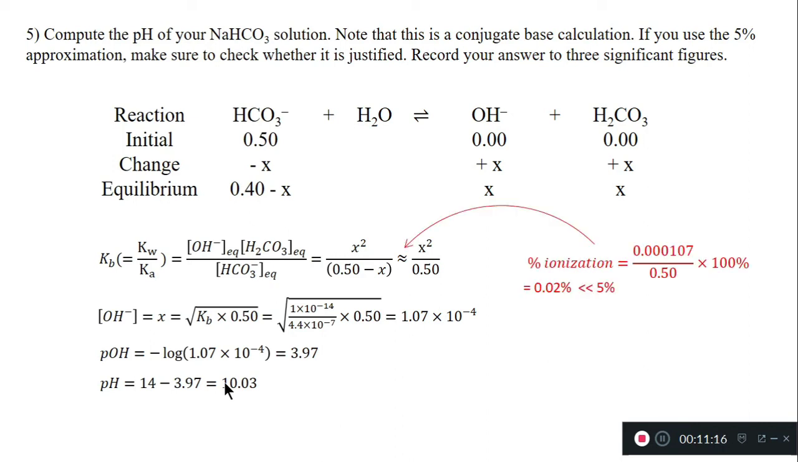Okay, now let's check, did we do a fair approximation? So if I solve for X, which is 1.07 times 10 to the negative 4, that's the amount dissociated, over the original concentration of the base, it turns out to be 0.02%. Again, well below the 5% rule, so this was a fair assumption to make.